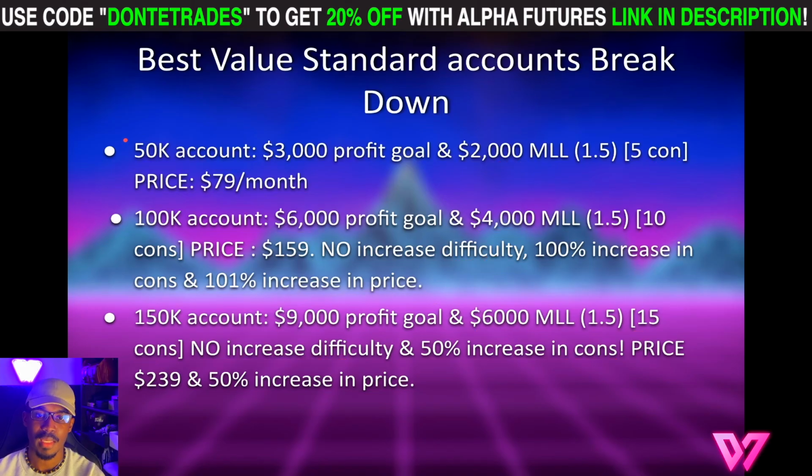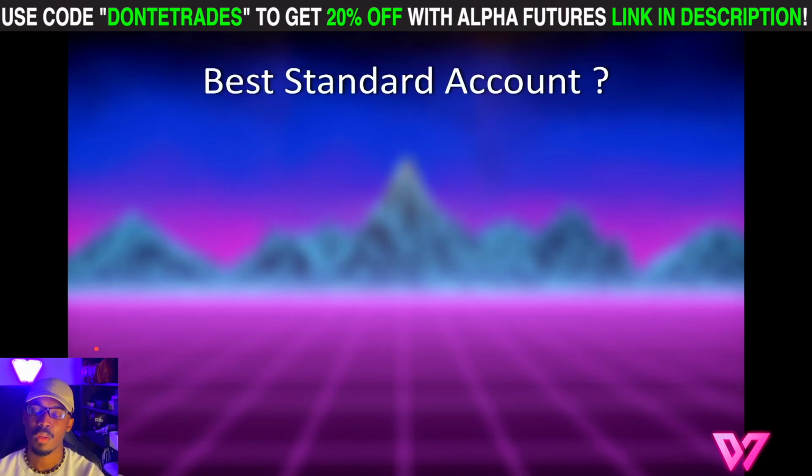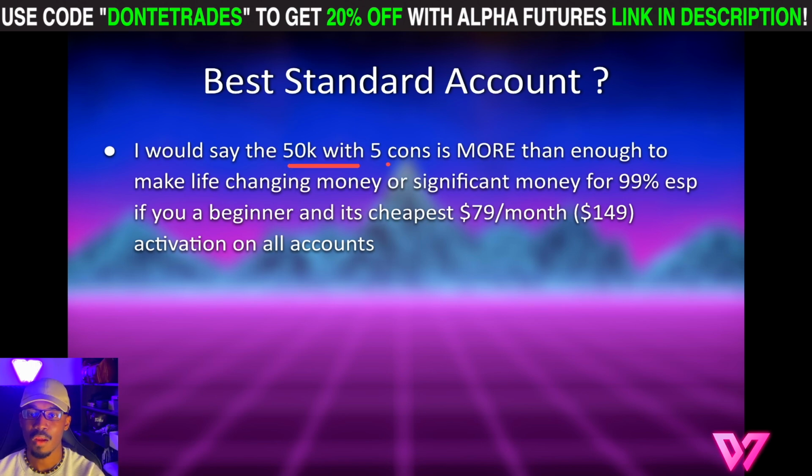So which one of these accounts am I going to actually recommend for most people? I would say actually the 50K with 5 cons is more than enough to make life-changing money or significant money for 99% of people, especially if you are a beginner, because it's the cheapest and you get 5 contracts. You have a $149 activation fee on all accounts.